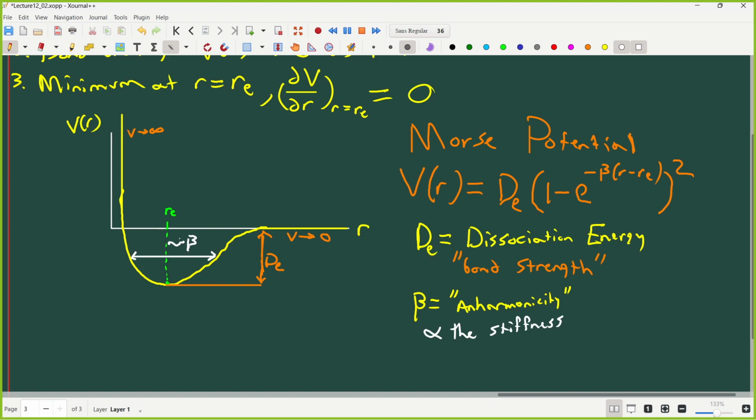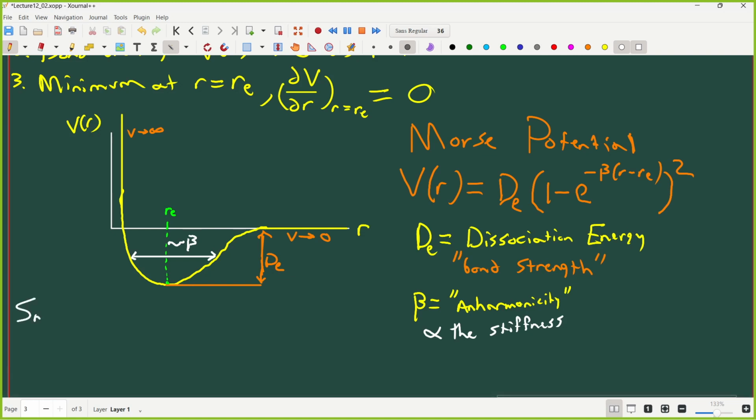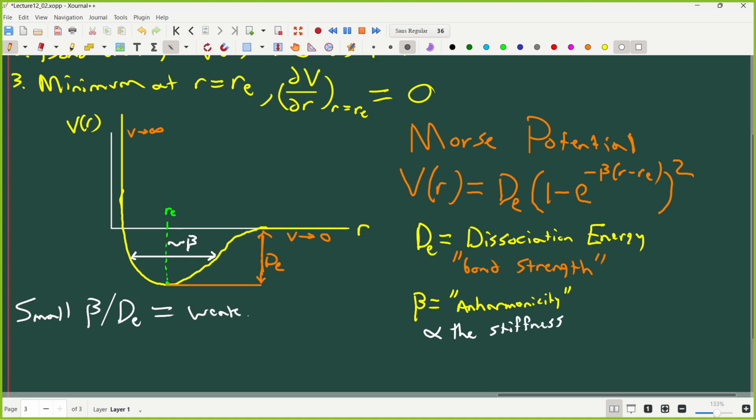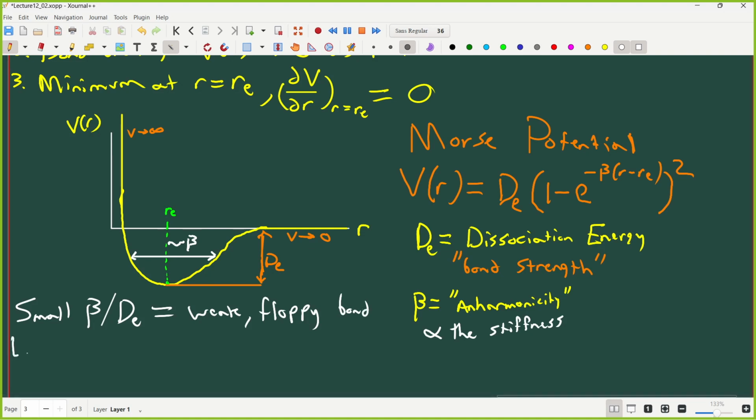So the idea is that if you have a really, really floppy bond, and your diatomic molecule has a slinky for a bond, the energy doesn't move a lot when you stretch or close the bond. It moves very shallowly. But if you have a really tight bond, then moving it a little bit increases the energy a lot. So beta tells you how much the energy increases as a function of the displacement. Small beta is floppy. Small beta and D sub e is a weak, floppy bond. And large beta is a strong, stiff bond.